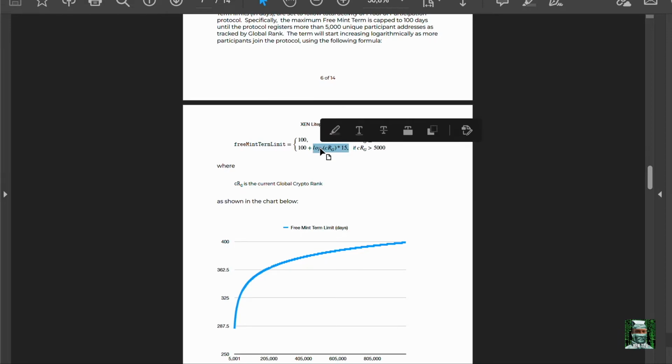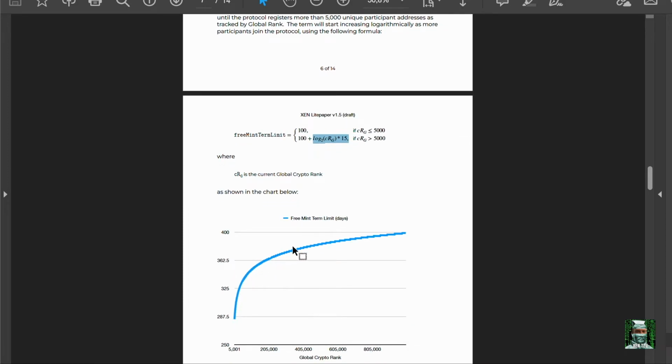Okay, so if you plot this out in a diagram, it actually looks like this, right? It's a disinflationary curve. So here you can see after 5,000 addresses, it's going to be 100 days, and what we can also see just reading this plot is around here where 1 million addresses have interacted with the protocol, the free mint term limit is going to be roughly 400 days. So very interesting.